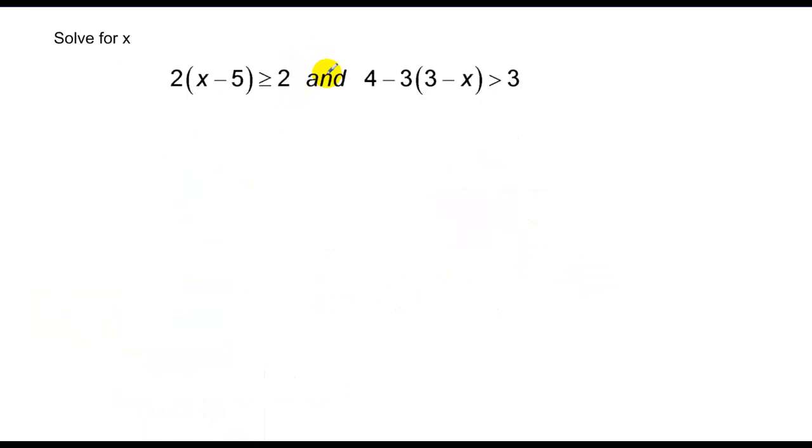Now we've got an intersection problem because of the and. So let's go ahead and distribute through. We have 2x minus 10 greater than or equal to 2. Add 10 to both sides. 2x greater than or equal to 12. Divide by 2.